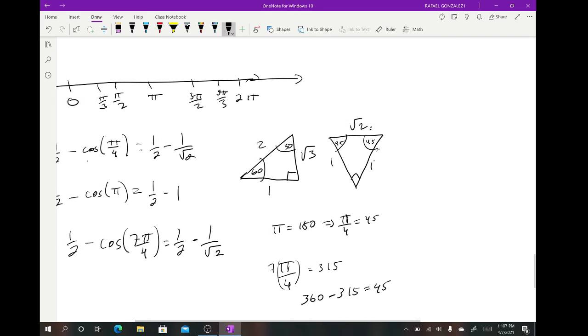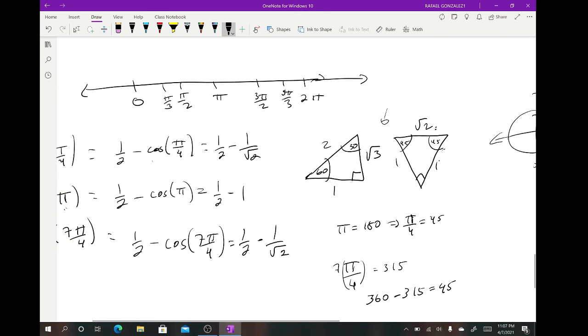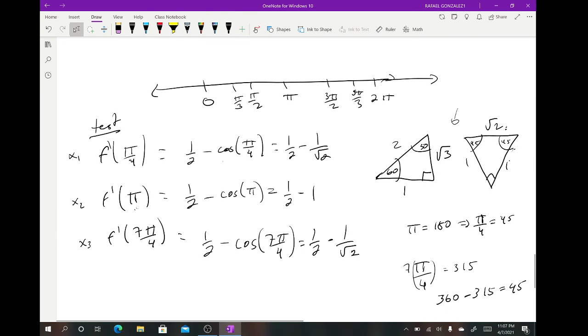I don't like memorizing the unit circle. I actually prefer using the reference triangles. But if you're somebody that does like to memorize the unit circle, it is very useful. There's also tables that you can memorize for this. But I've always liked using the triangles. I think it's a more effective method.